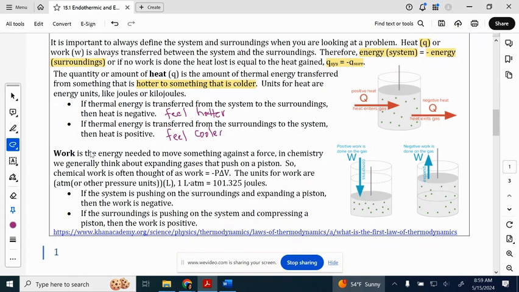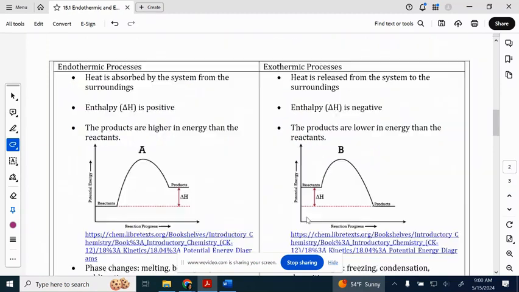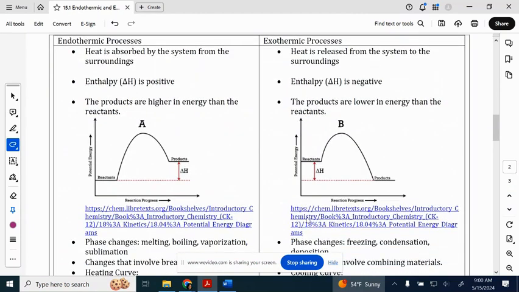But anyway, these pistons are moving up and down. They move up and down because the gases are expanding. Okay. So if the system is pushing on the surroundings and expanding the piston, then the work is negative. If it is compressing, then it's going to be positive. All right. Endothermic reactions.